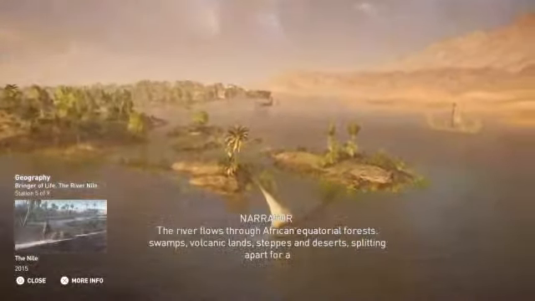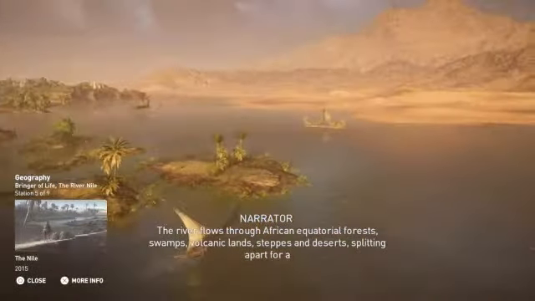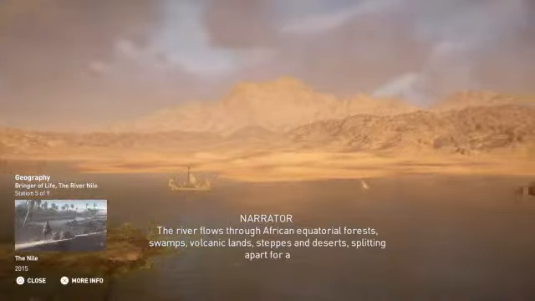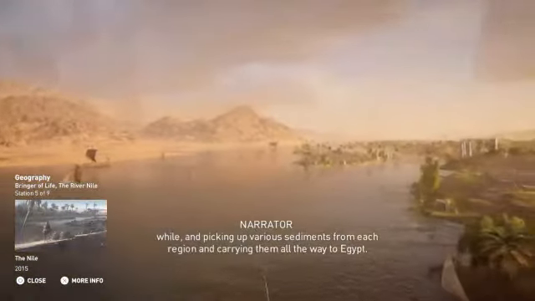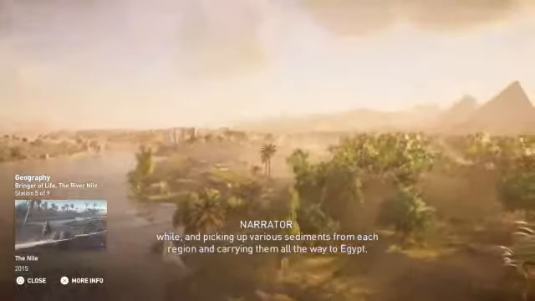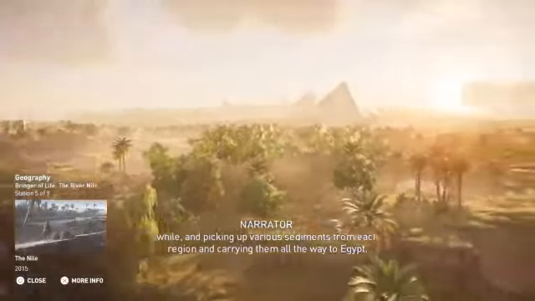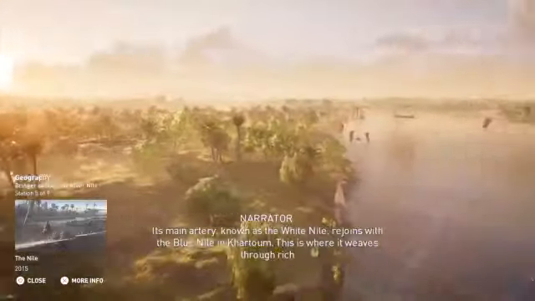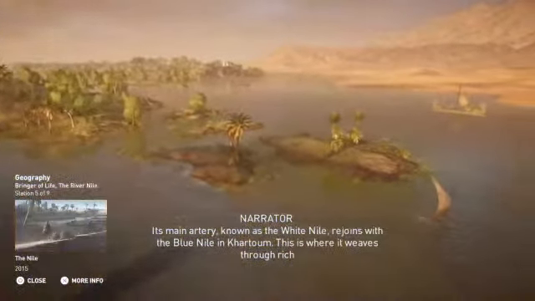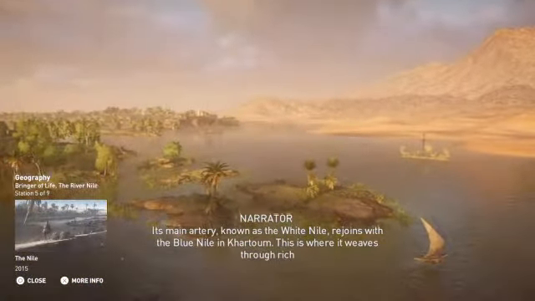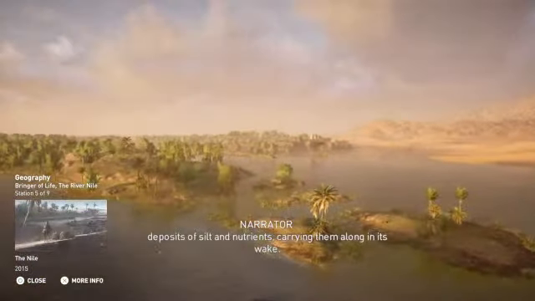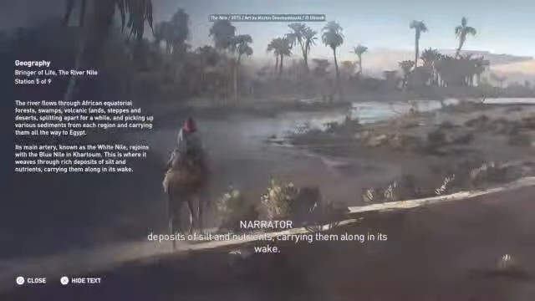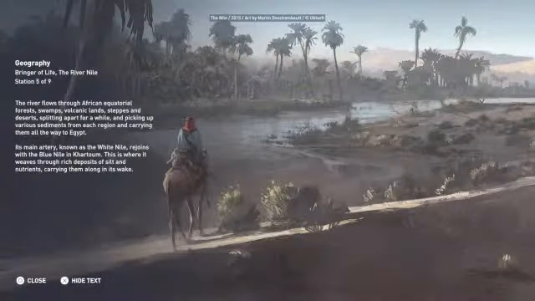The river flows through African equatorial forests, swamps, volcanic lands, steppes, and deserts, splitting apart for a while and picking up various sediments from each region and carrying them all the way to Egypt. There you see the region. Its main artery, known as the White Nile, rejoins with the Blue Nile in Khartoum. This is where it weaves through rich deposits of silt and nutrients, carrying them along in its wake.